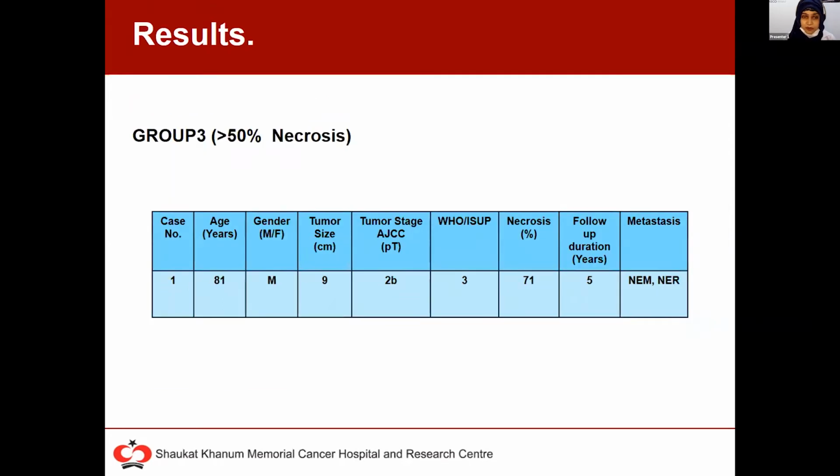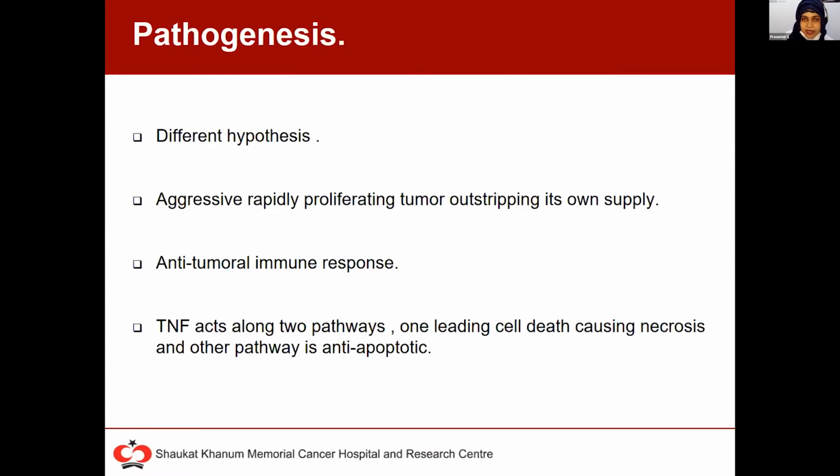Well, group 3 showed very interesting results. There was a single case in group 3, and it was a stage 2 grade 3 tumor, and it showed 71% necrosis, but there was no metastasis observed in this case. At this point, I would like to mention that the pathogenesis of tumor necrosis, which exactly leads to tumor cell necrosis, is unclear.